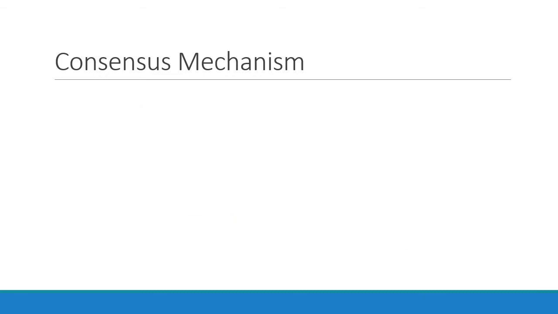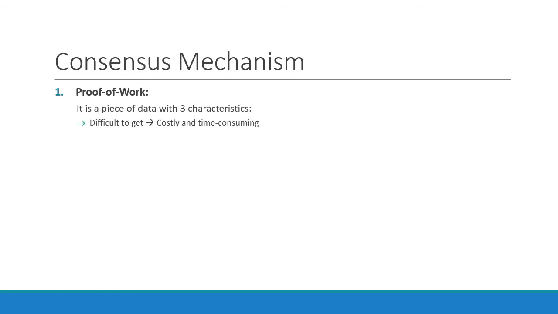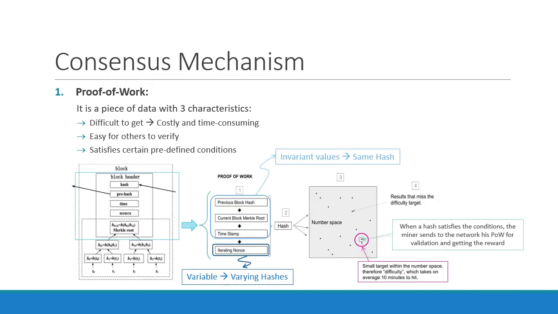One of the most used consensus algorithms is proof-of-work. It's a piece of data with three characteristics: difficult to get in terms of cost and time, easy for others to verify, and it satisfies certain predefined conditions. Taking a look inside the block header, we will find four components with one variable only, which is the nonce. Assume this part is the entire hash space, with a small target here representing the difficulty scope.